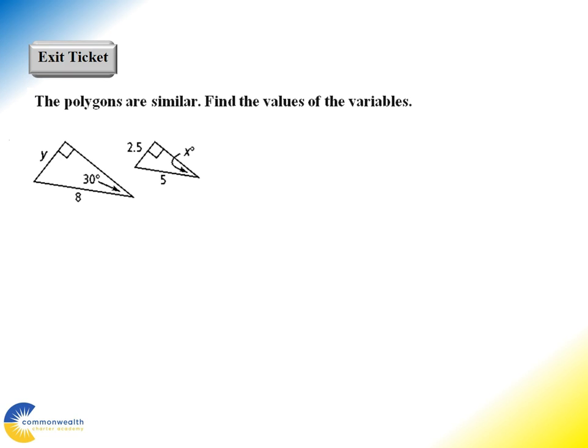As far as the y value goes, when I compare corresponding sides, I'm going to have y being compared to the 2.5, just like 8 is going to be compared to the 5. So I would set up a ratio of y over 2.5 equaling 8 over 5. Always make sure that you set up your ratios going from the one triangle to the next. So this one I'm always doing bigger to smaller. And when I cross multiply, I get 5y equals 20. And then when I divide both sides by 5, I get y equals 4.